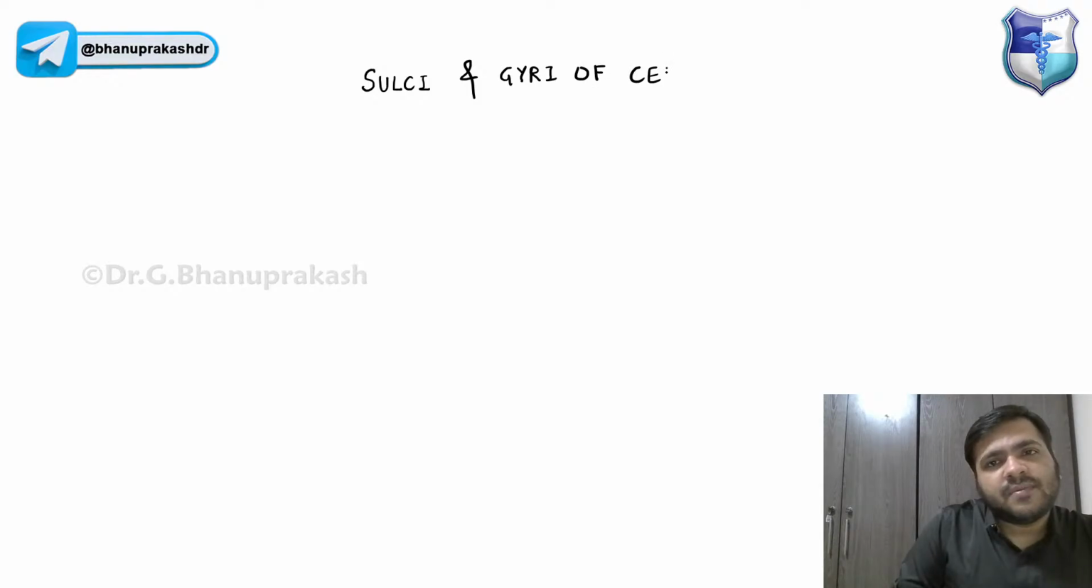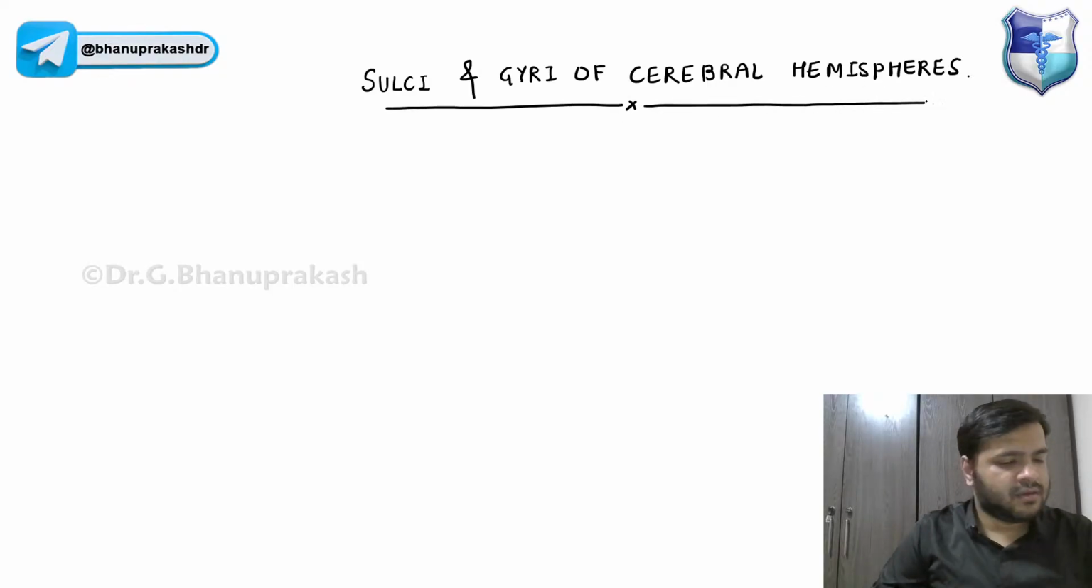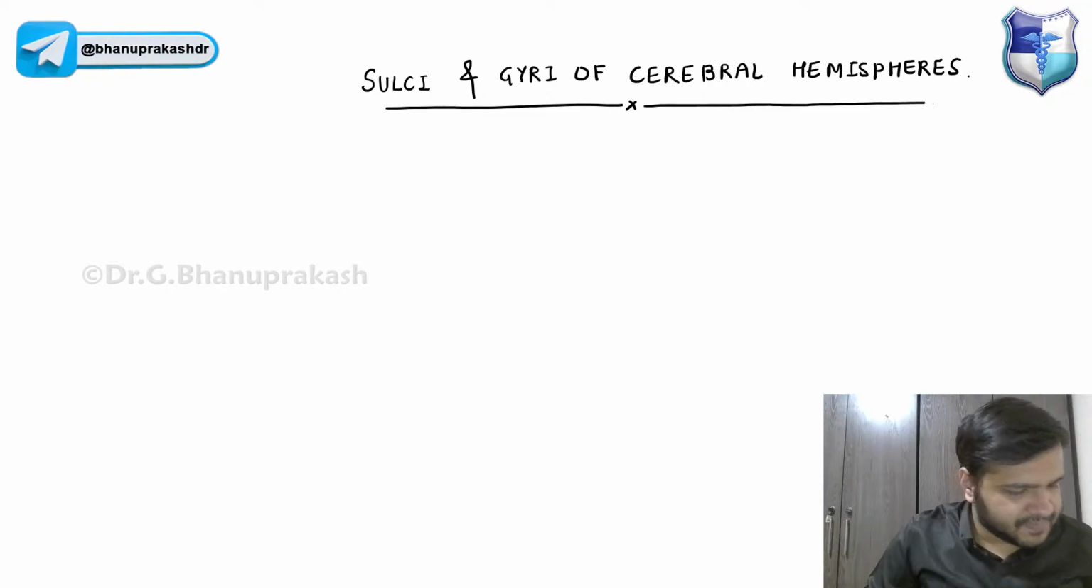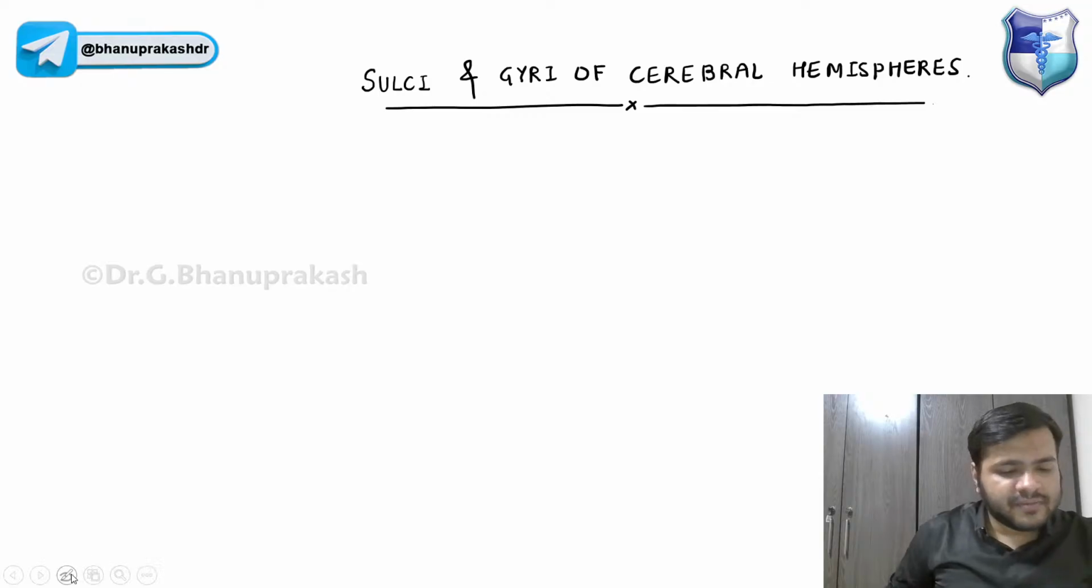Of cerebral hemispheres, sulci and gyri of the cerebral hemispheres. Now we are going to discuss the sulci and gyri of the cerebral hemispheres, right? So now guys, you already know the surface.